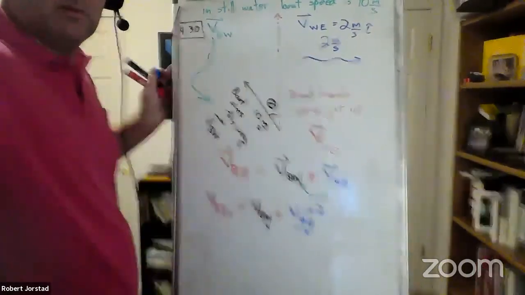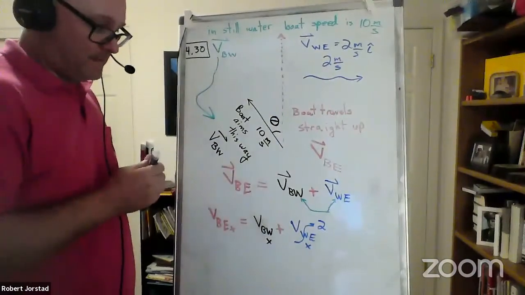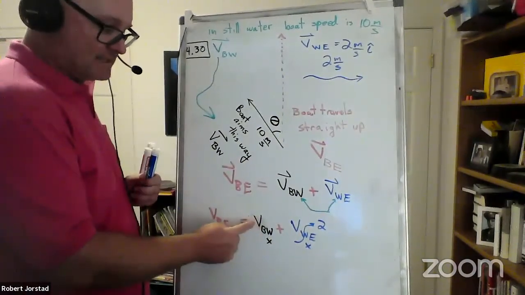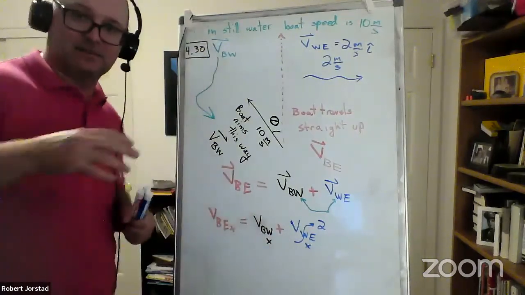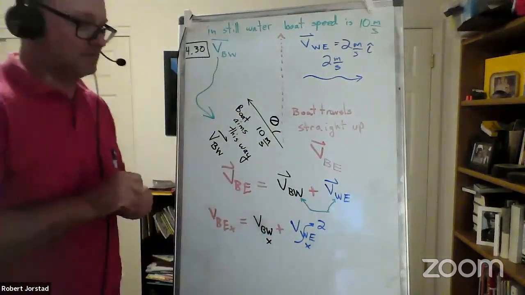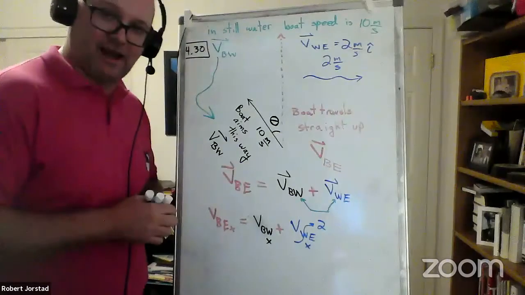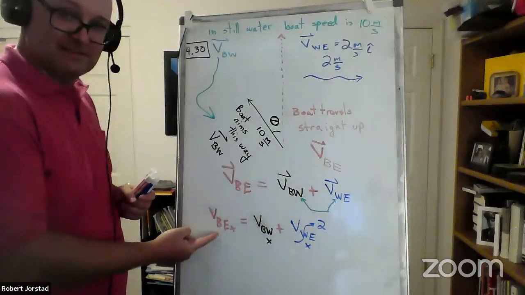This might help. What is the velocity of the boat relative to the water in the X direction? Somebody try. Anybody? Negative 2. That's true. How do you know that? Because of the triangle. True. So what are you saying this has to be?